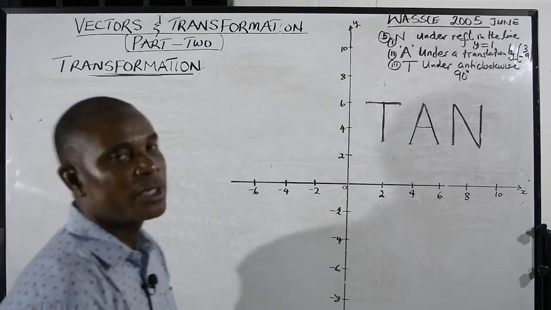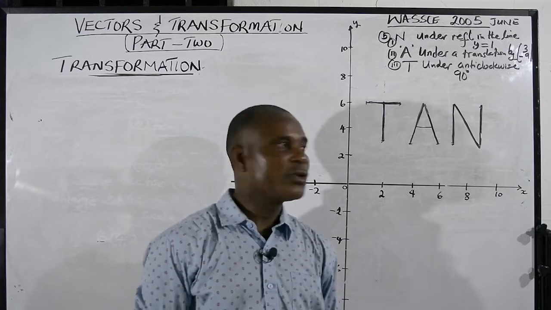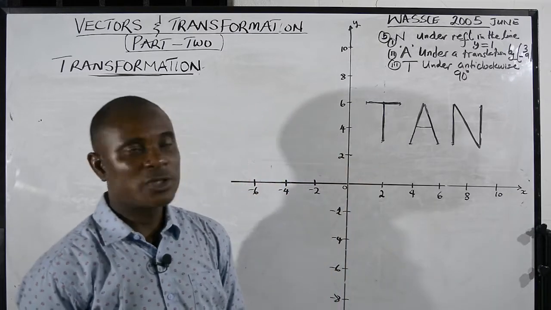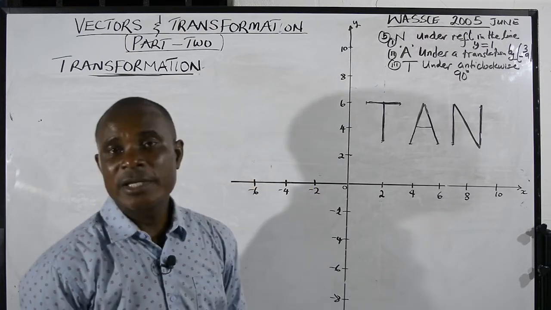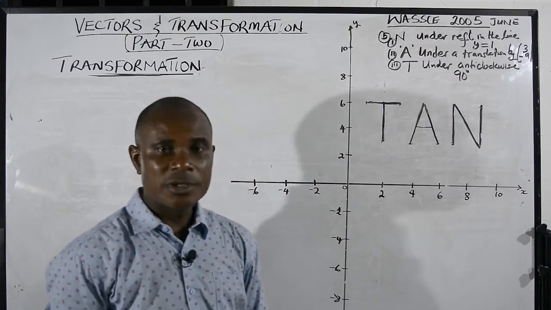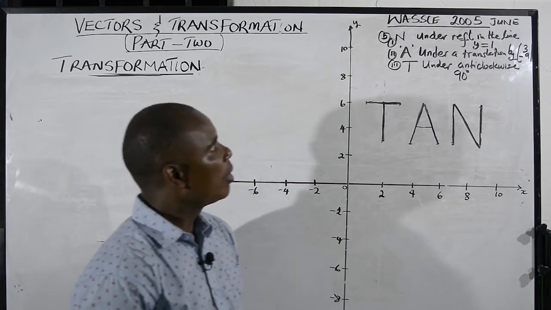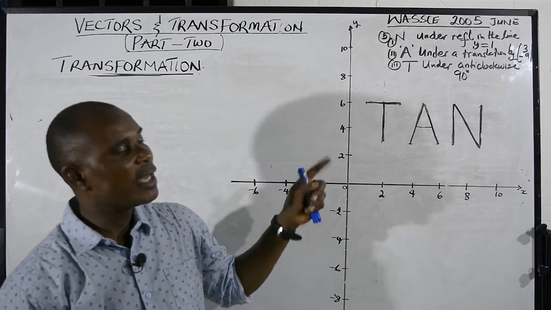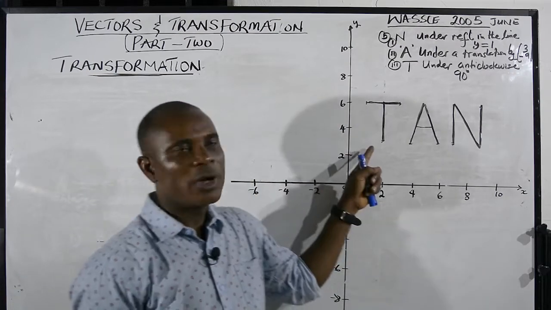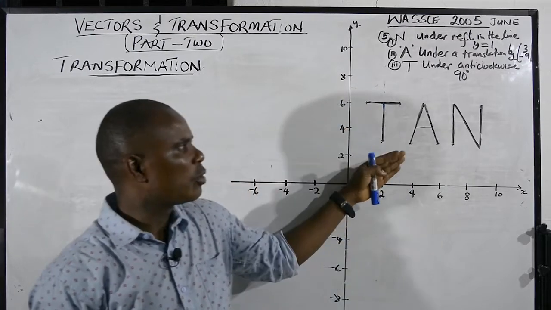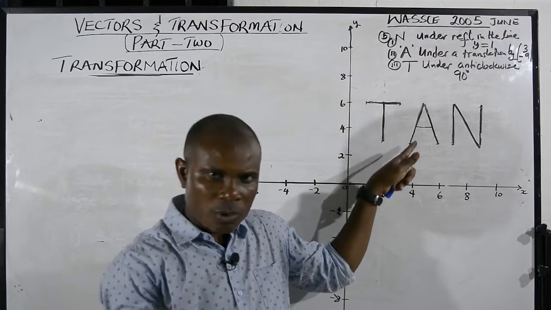They say, using a scale of 2 centimeters to 2 units on both axes. I'll just paraphrase the question for you, but the major details of the questions are on the board, so you understand what I'm saying here. The question says, using a scale of 2 centimeters to 2 units on both axes, draw accurately and in their exact position the letters T, A, N. These letters are on the question paper, as if drawn and pasted on your question paper. You're supposed to replicate this on your own answer booklet.